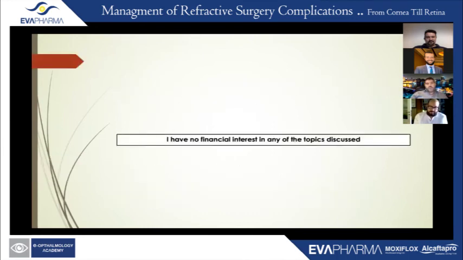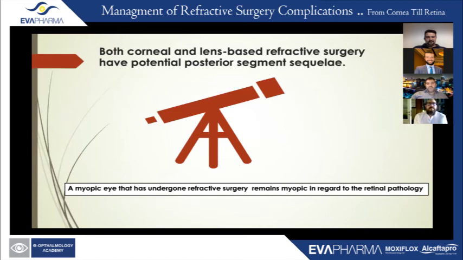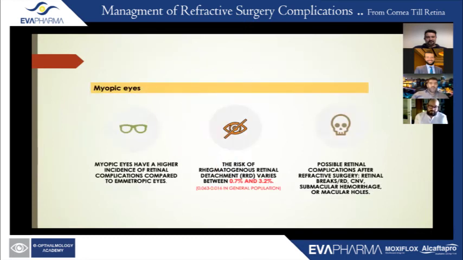So actually, both corneal and lens-based refractive surgery have potential complications on the posterior segment. And we have to know that a myopic eye that undergoes refractive surgery remains myopic in general with regard to retinal pathology. Compared to emmetropic eyes, myopic eyes have a higher incidence of retinal complications. It is known that the incidence of rhegmatogenous retinal detachment in a myopic eye ranges from 0.7 to 3.2%.